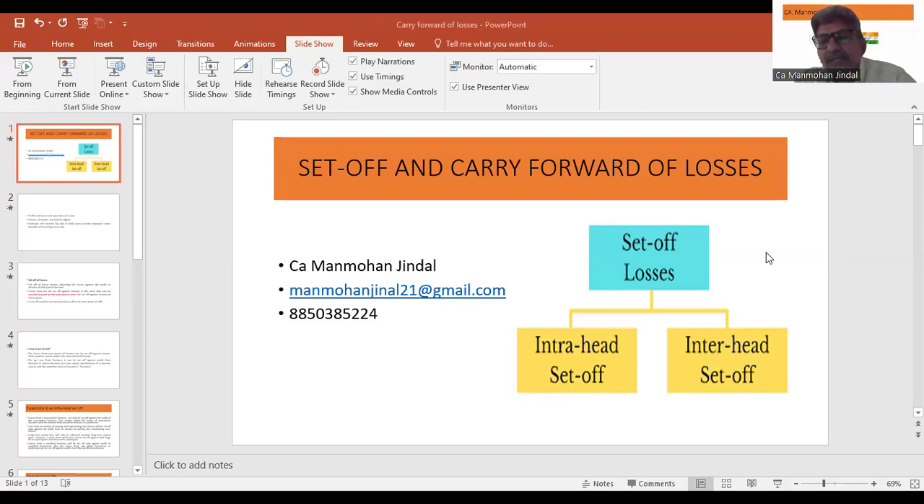So sometimes we have the assignments of valuation of set off and carry forward of assets. We should know at least what is set off and carry forward of assets. So the focus is on that.